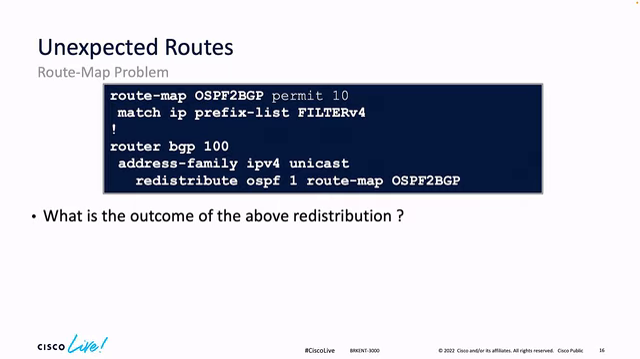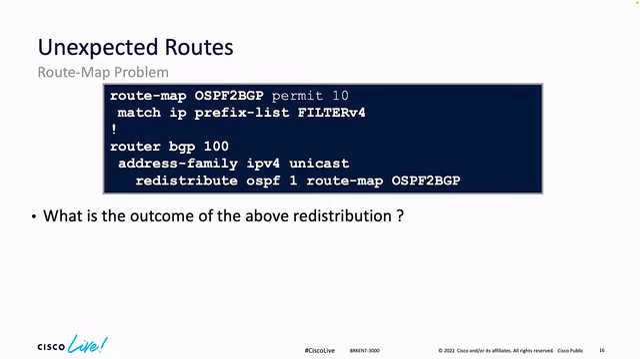Okay, here's a very basic example I'd like to engage you guys on. Unexpected routes are appearing, okay? So let's try to understand this route map first. We have a route map here. Its name is OSPF2 BGP permit 10, match IP address prefix list filter v4, okay? And we're redistributing OSPF, but we're filtering it with a route map, OSPF2 BGP.